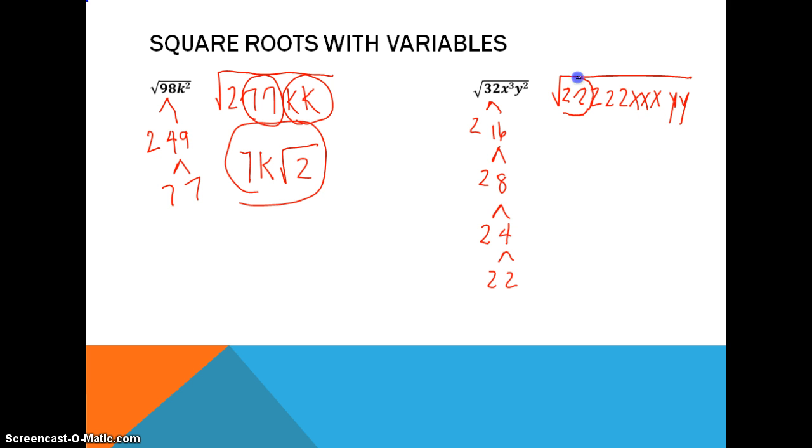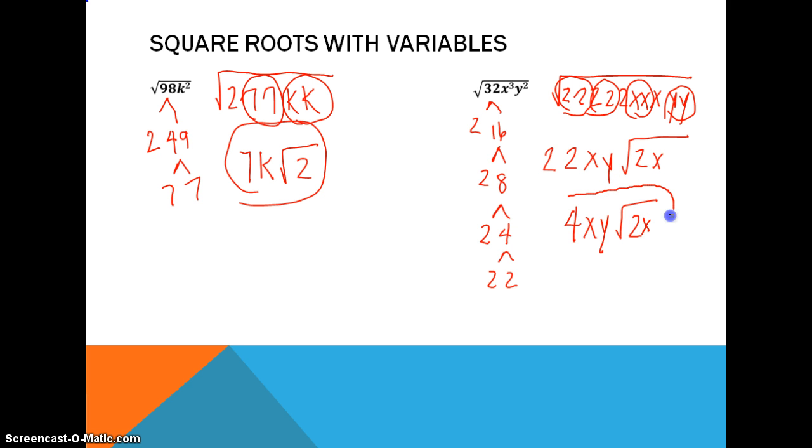We're looking for groups of 2. So we have 2 groups of 2's, 1 group of x's, and 1 group of y's. For every group, we pull 1 out. So we have 2 times x times y. Under our radical, we have 1 2 and 1 x. Then we simplify. 2 times 2 is 4. We can't simplify anything else, so we end up with 4x squared times the square root of 2x.